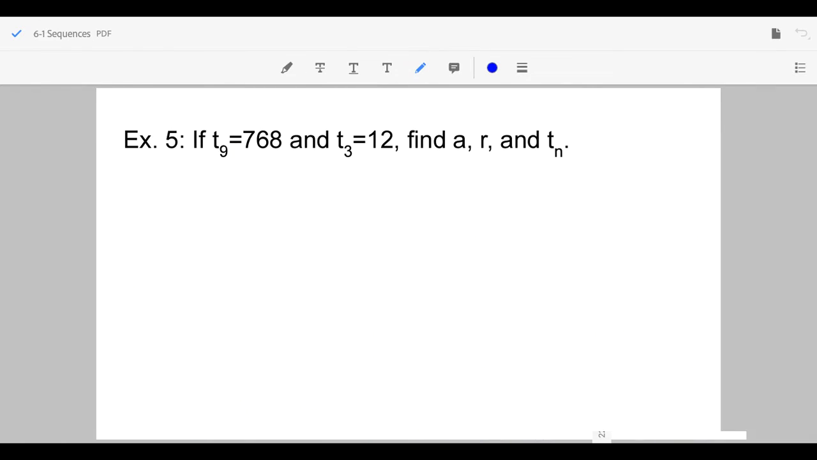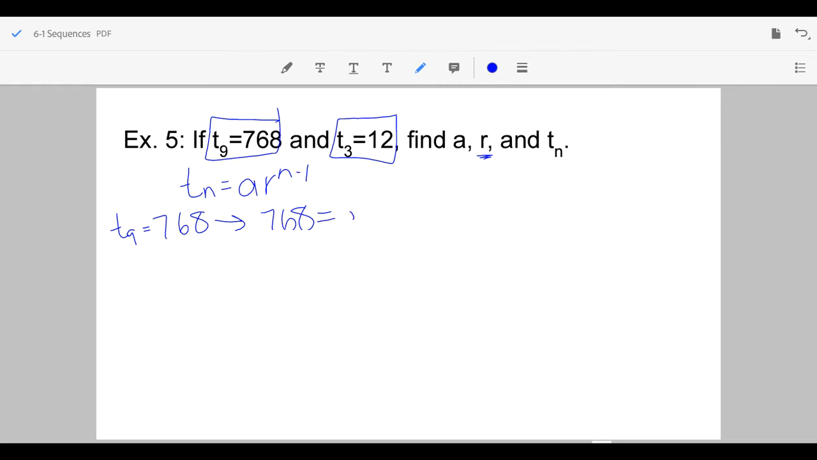All right, this one. Term 9 is equal to 768. Term 3 is 12. We need to find a, r, and term n. R right there tells us that this is a geometric sequence, which means that our general term is like this. What we know is this and this. So for term 9, we know that it's equal to 768. So I'm going to put the information we know into this general formula. So term n, term 9, is 768, and it's equal to a, which we don't know, r, which we don't know yet, to the n minus 1.